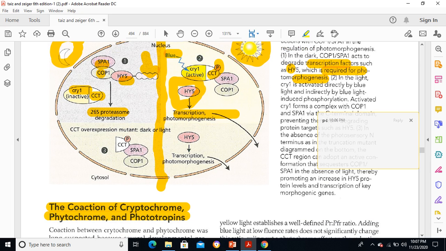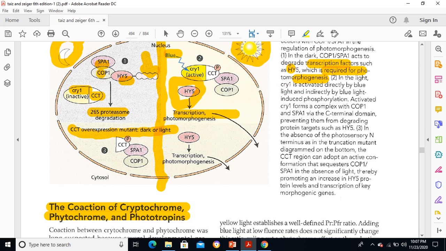Now another case: what happens if CCT is overexpressed or mutant, in dark or light? So this is the CCT. What happens if CCT is overexpressed or mutant? That means it is always in a phosphorylated condition. So always SPA1 and COP1 will bind to the C terminal and HY5 will always be free, and always the transcription for photomorphogenesis occurs and the blue light mediated response will occur. Whether it is dark or light doesn't matter, always the blue light mediated response will occur.